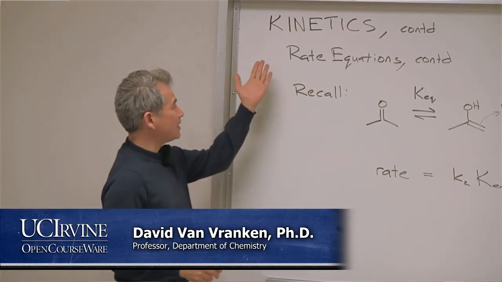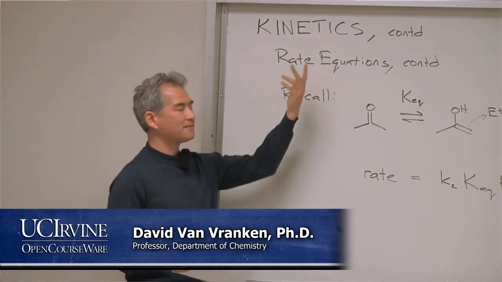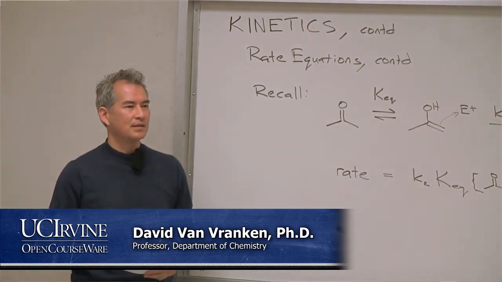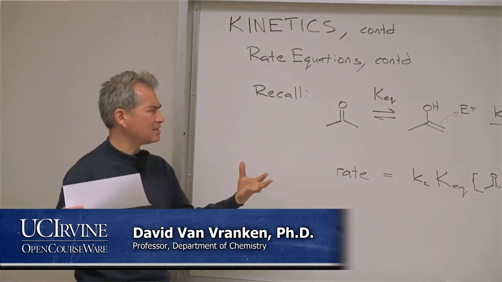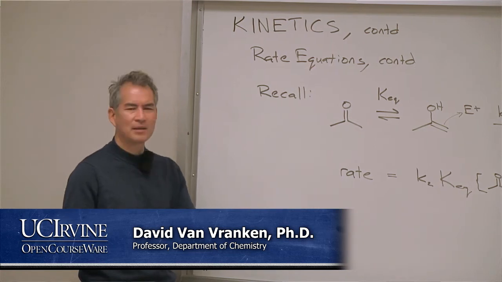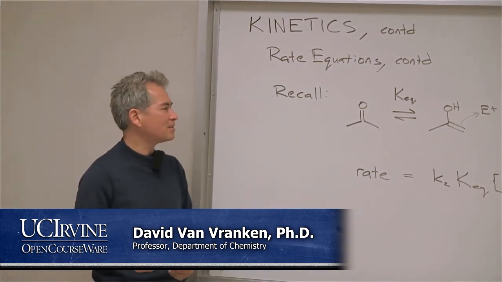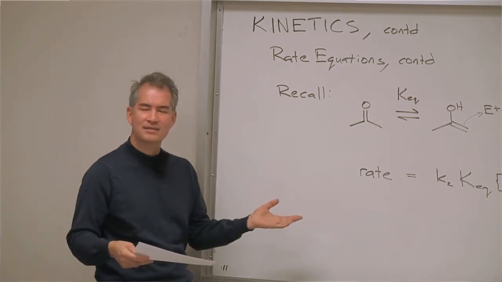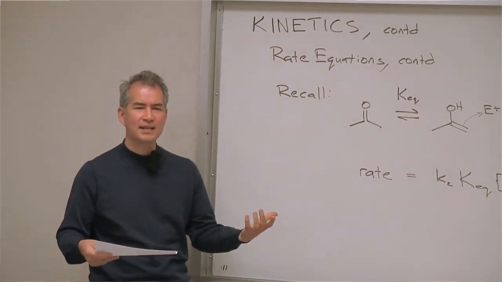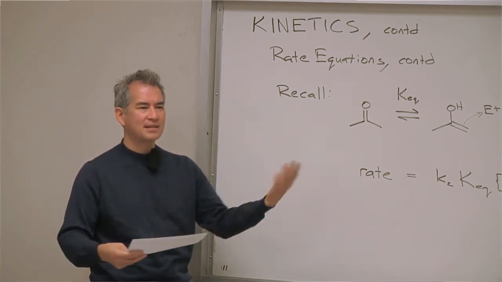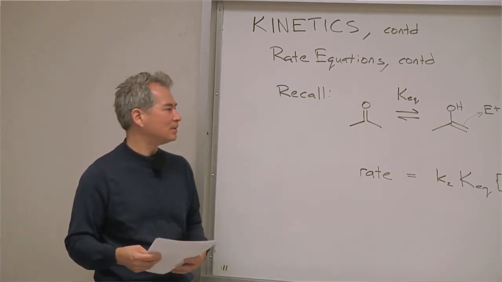So let's keep talking about kinetics. And we started off talking about kinetics in this class by focusing on rate equations. And I expect you to be able to set up a simple rate equation for an elementary reaction. That's really easy. Elementary reactions have just a single transition state. But a major goal for kinetics is to use it as a tool that allows you to ask, is this mechanism plausible?